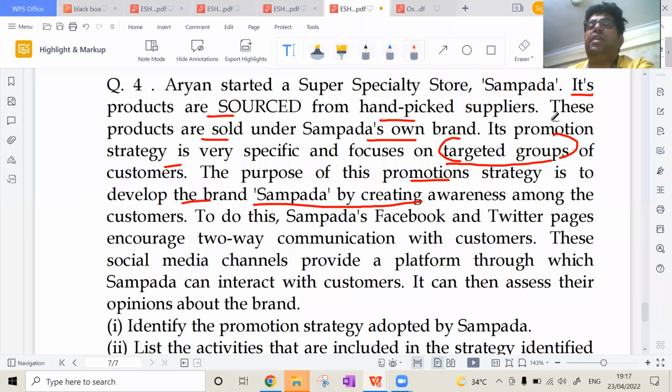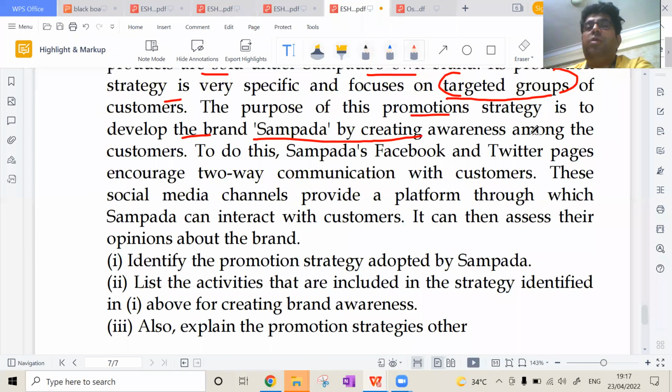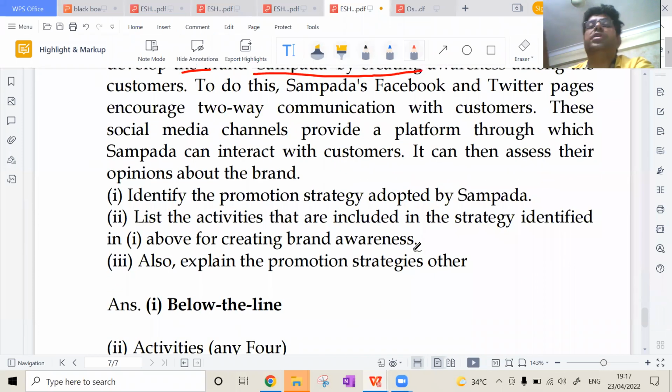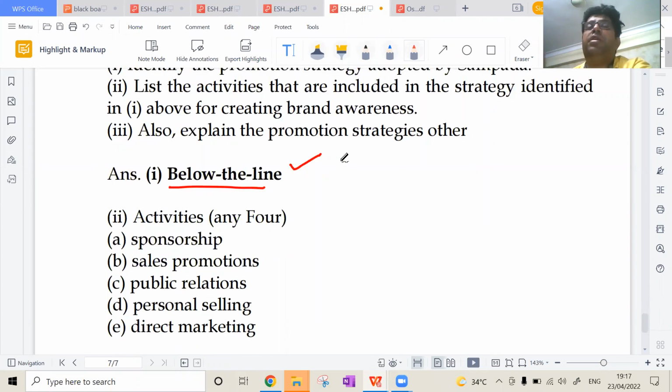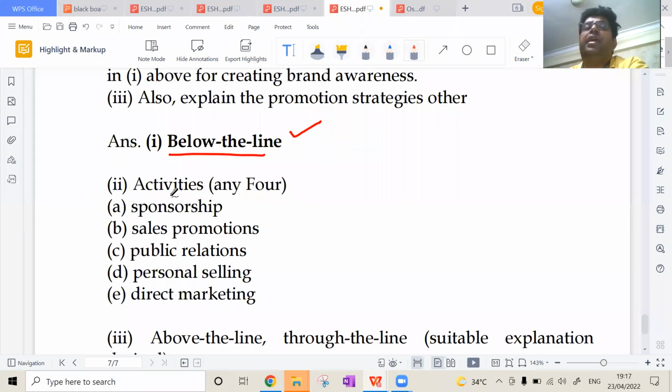Okay. Now list the activities that can be included in the strategy. Also explain the promotion strategy. So here it is below the line. Why? Because they are focusing on the targeted group only. They are not focusing on the mass. Second, what can be the activities? In below the line, I can go for sponsorship, I can go for sales promotion, I can go for public relation, I can go for personal selling, or I can go for direct marketing.